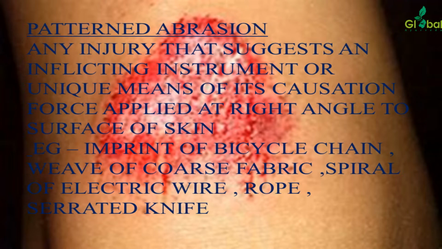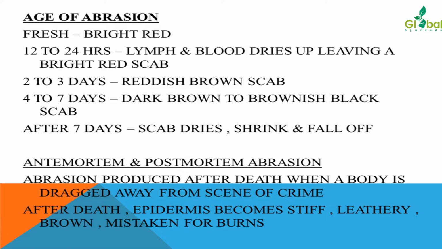Mostly the imprint of a bicycle chain or any kind of force applied metals also will be there, or any kind of coarse fabric is attached to our skin, so with that one also an abrasion is made. Sometimes with the slippers also this can be made, or sometimes a spiral or electric wire, with that one also. Any kind of rope or hard things which is tightly attached to our skin will also produce this kind of patterned abrasion, or any kind of knife also.